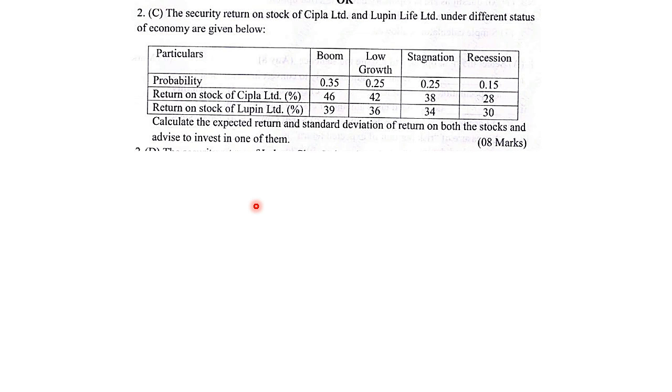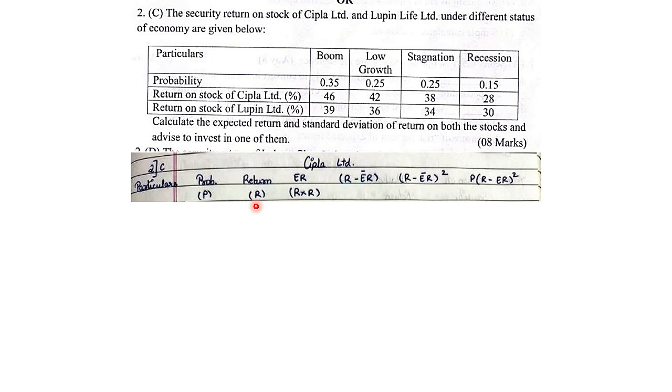The security return on stock of Cipla Limited and Lupin Life Limited under different status of economy are given below. They have given us probability, return of stock of Cipla, return of stock of Lupin, under 4 economic conditions: boom, low growth, stagnation, recession. Calculate the expected return and standard deviation of return on both the stocks and advise to invest in one of them. So first we'll start off with Cipla Limited.